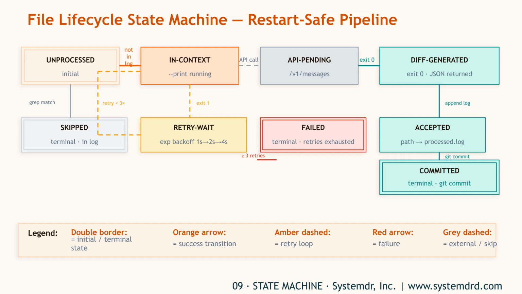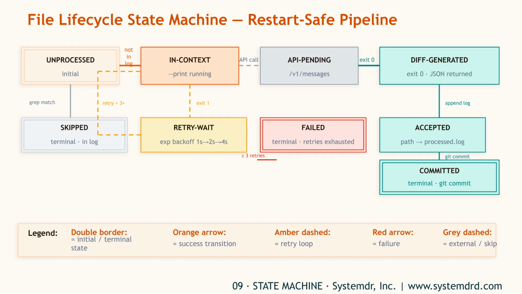The key production insight. If your script is killed mid-run, the only files that get reprocessed on restart are those that were in context at the moment of termination. Every file that had already reached accepted is protected by the state log. That's restart safety in practice.